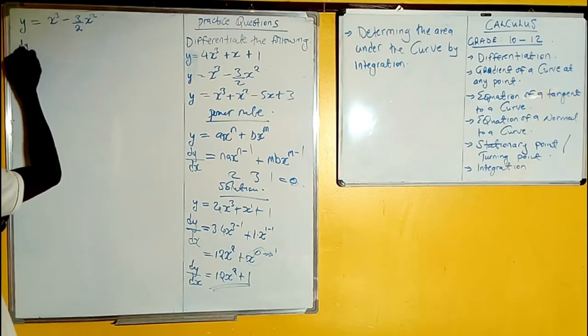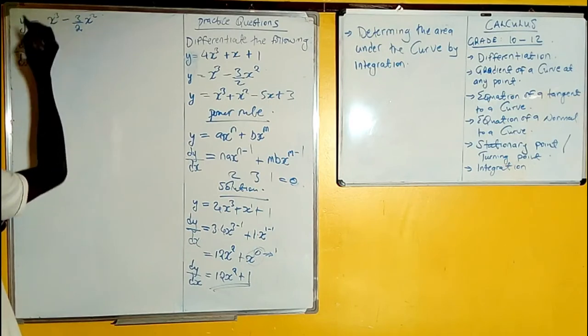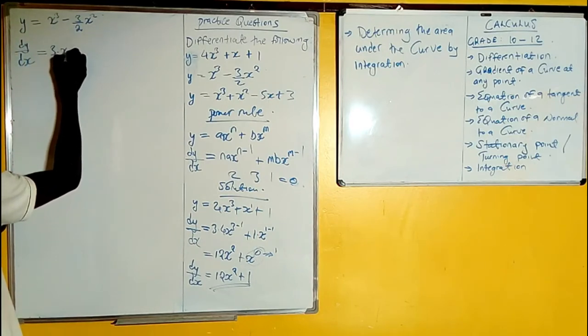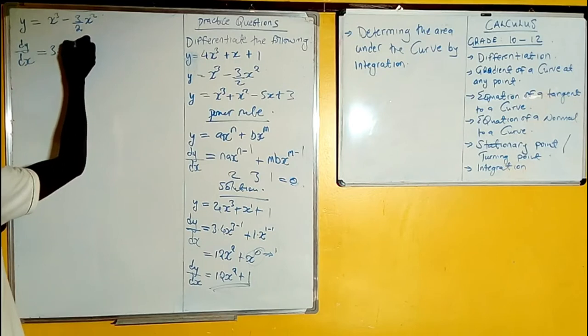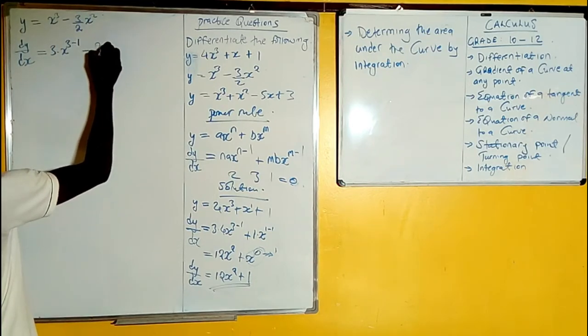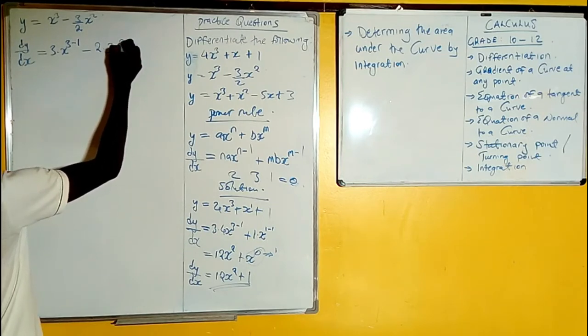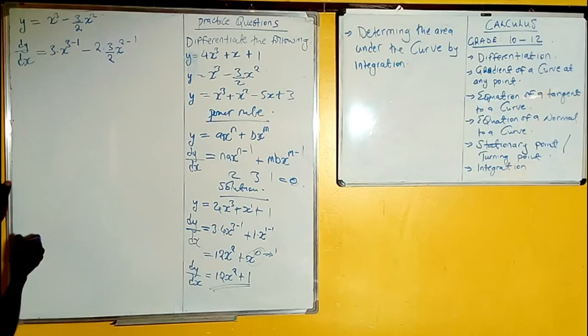dy by dx here will simply be equal to, this 3 comes down here, so 3 multiplied by our x, so that 3, then minus 1, minus this 2 also comes to the front, so it will be 2 multiplied by 3 over 2, then x to the power 2 minus 1. This is what is going to happen.